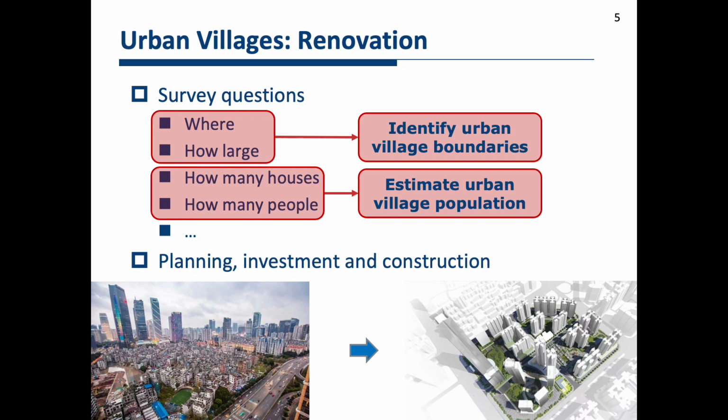The first key question is to know where and how large in the city the urban villages are, or to identify urban village boundaries. And the second question would be knowing how many houses and how many people are living in these areas, or to estimate the population of urban villages.